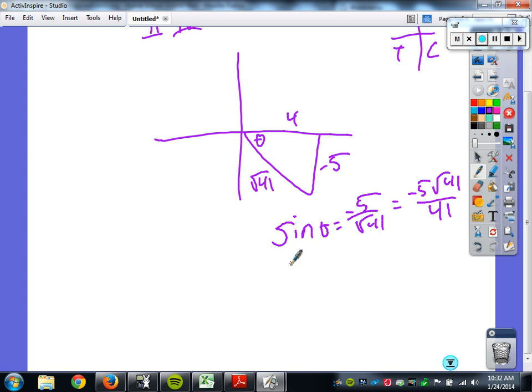Then I like to go to cosecant. Why do I like to go to cosecant? It's just the reciprocal of this guy, right? So negative root 41 over 5. Is everybody there with me?